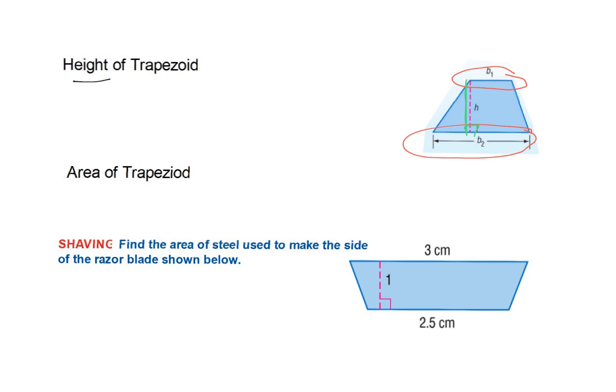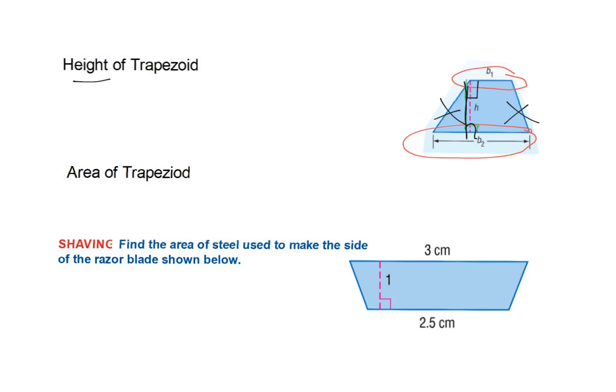So again, it is not the slants on the side. It could be if the sides are perpendicular to it, but if it's not, you need to make sure you find the height, which will be perpendicular to both of the bases. That's the height of the trapezoid.